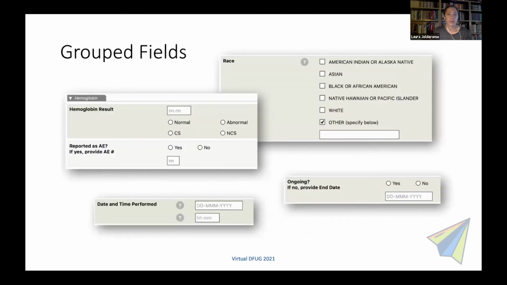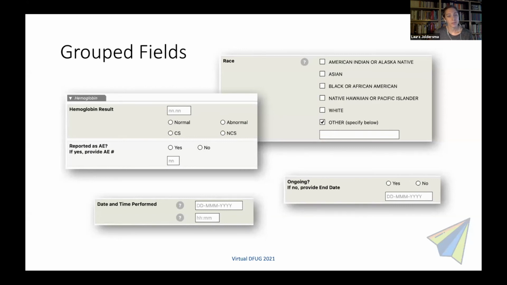Here are some examples of group fields, the way they would look in DFexplore. The classic example is the select all that apply series of checkboxes, like race here. We also like to group the other specified text field with the check field or the choice field where the other is specified, because you don't really need that extra text to specify other, specify below that. So we like grouping it that way.